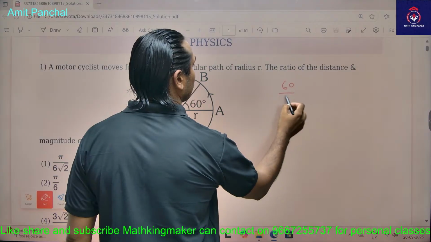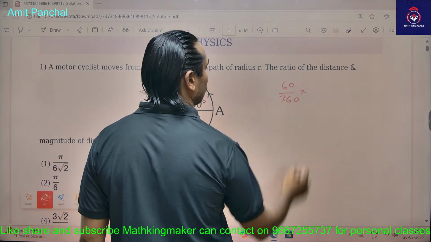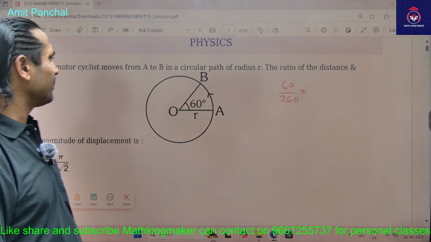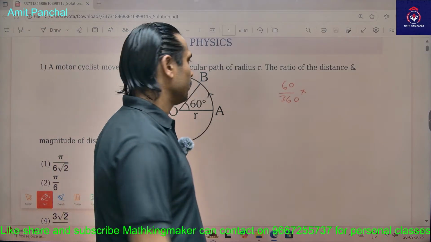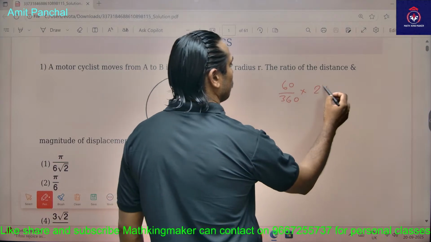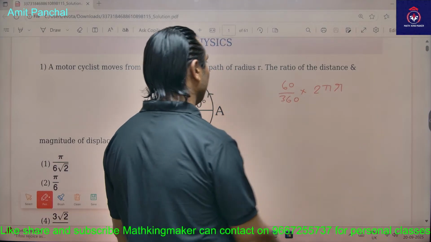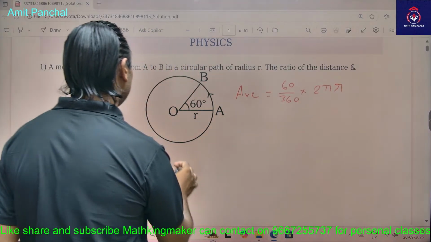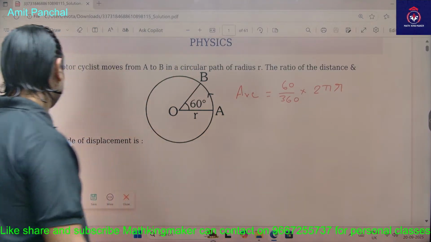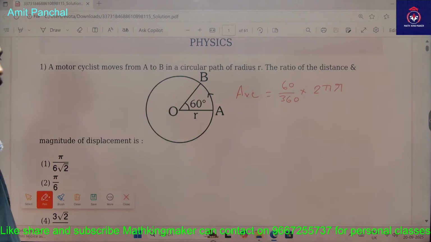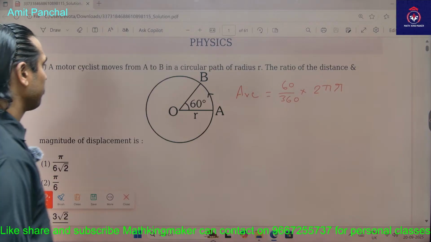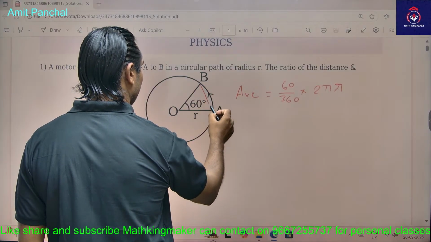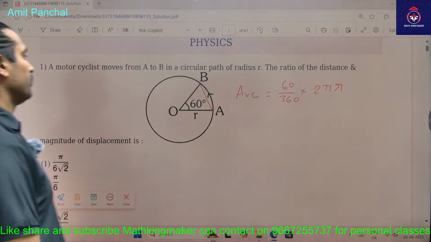The arc of the circle would be theta by 360 into 2 pi r, with theta being 60 degrees. So that will be the arc, and that will be the distance. And what will be the displacement from A to B? You can find it using trigonometry.